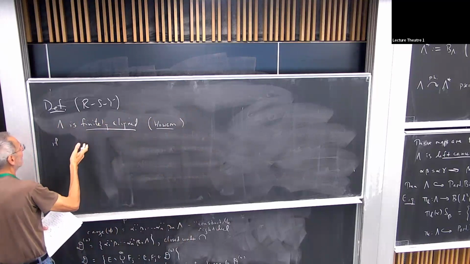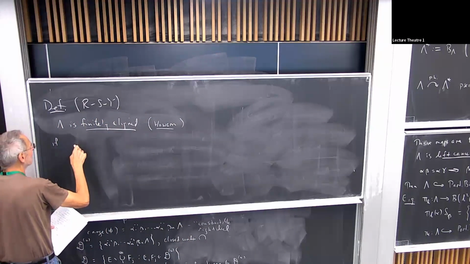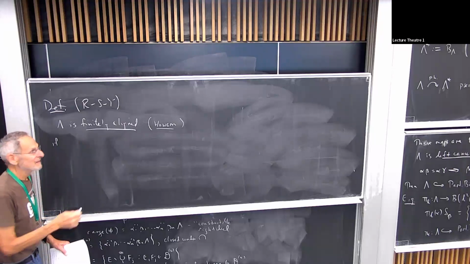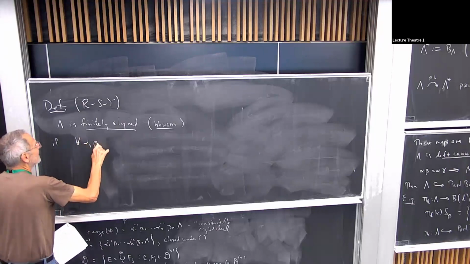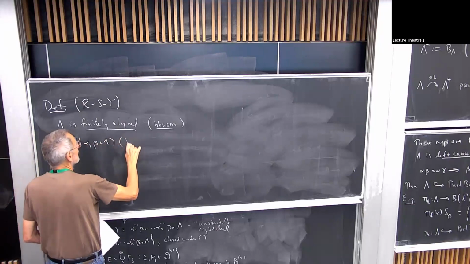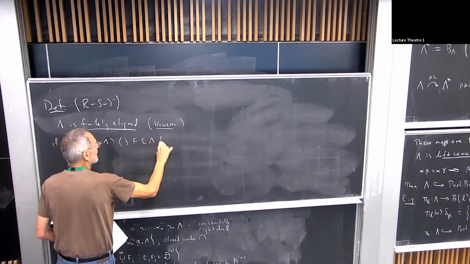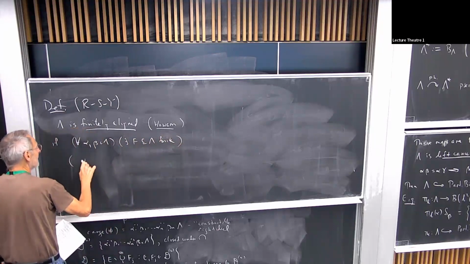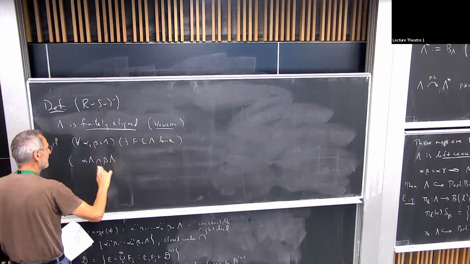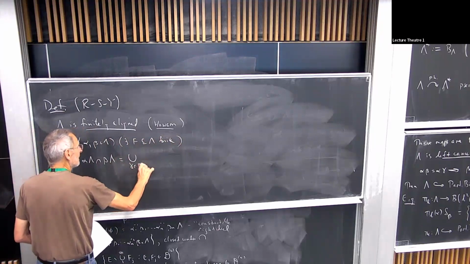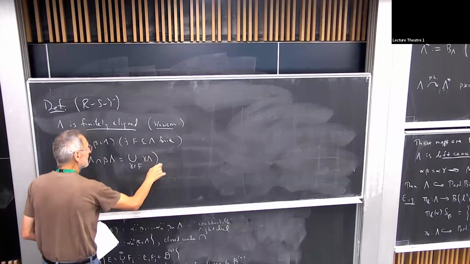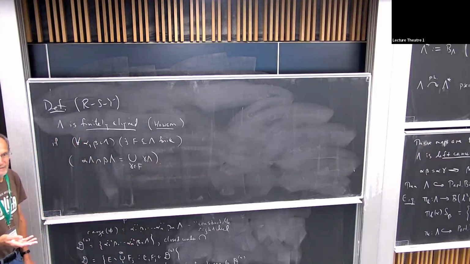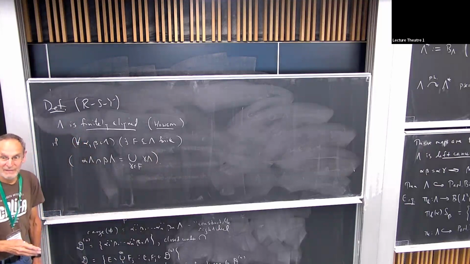The way I find most convenient to use: the intersection of any two principal ideals is a finite union of principal ideals. So for all alpha and beta in lambda, there exists a finite set F in lambda such that the intersection of these two principal right ideals is the union over elements of F of those principal right ideals. Another way of saying it is that every constructible right ideal is a finite union of principal right ideals.